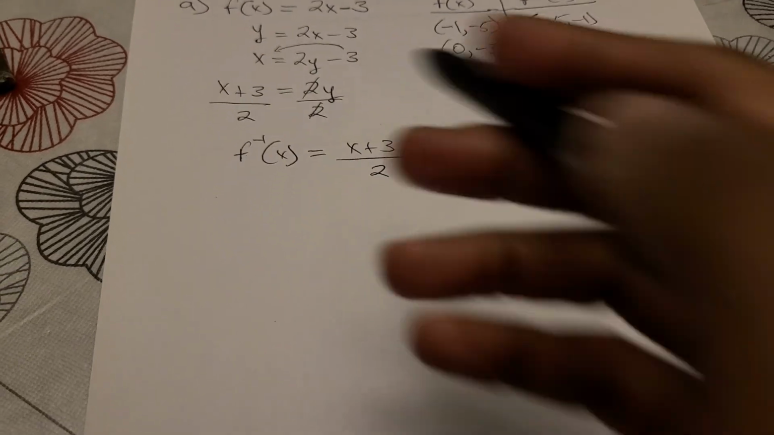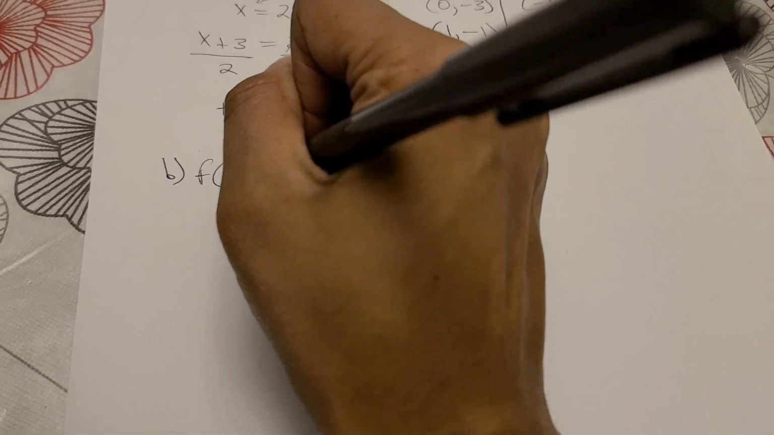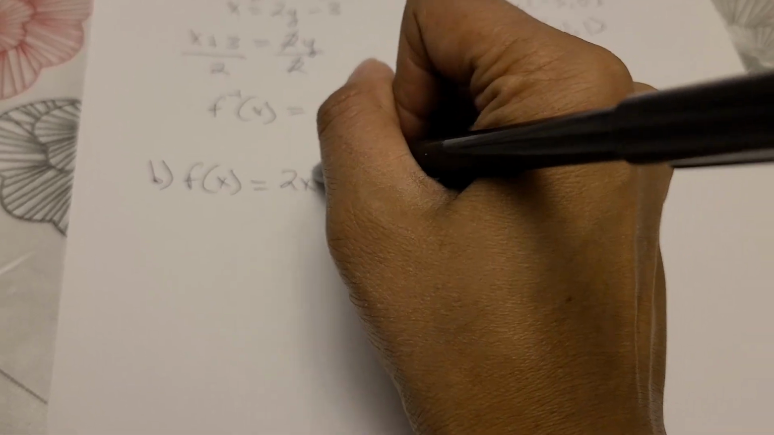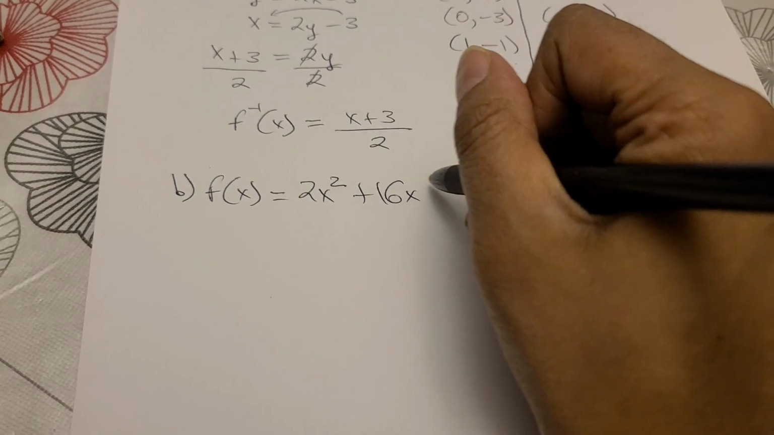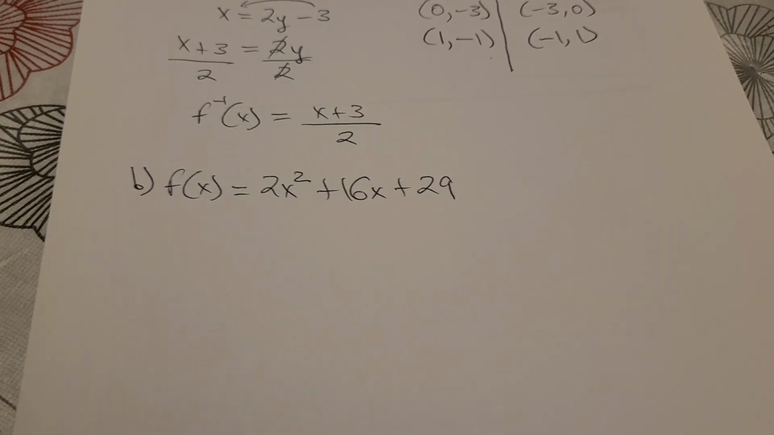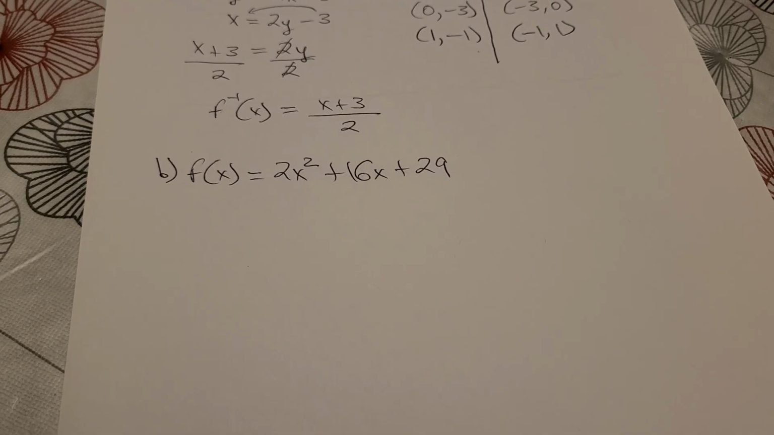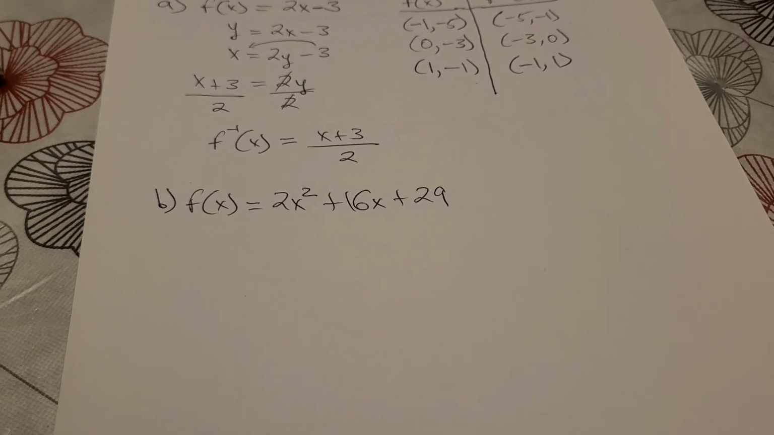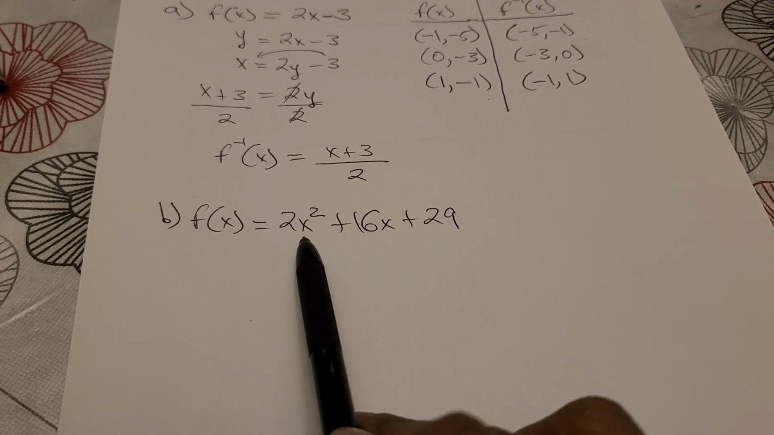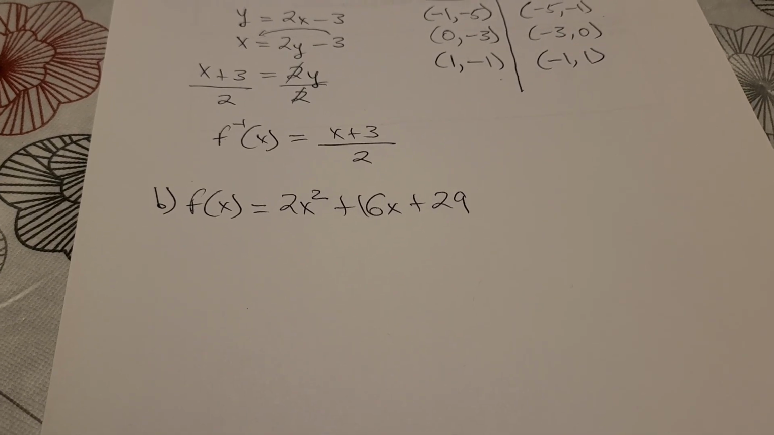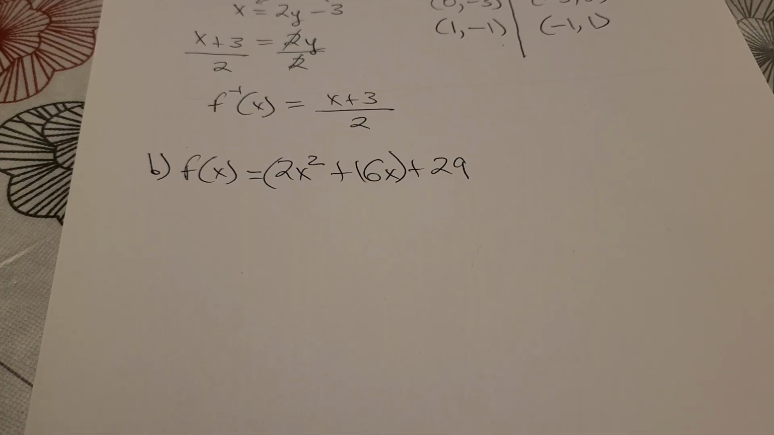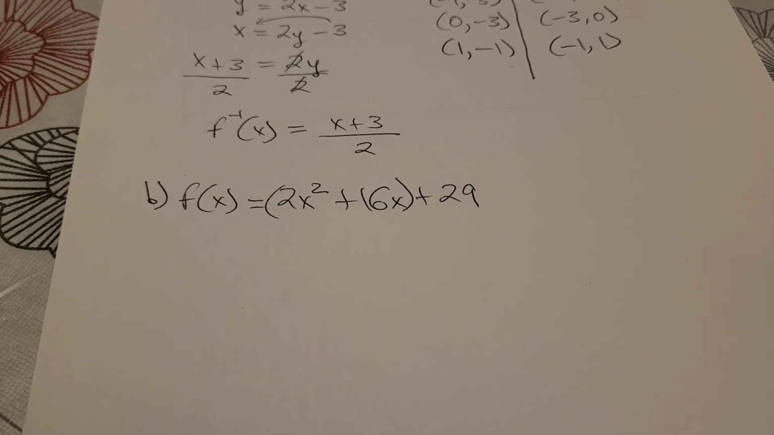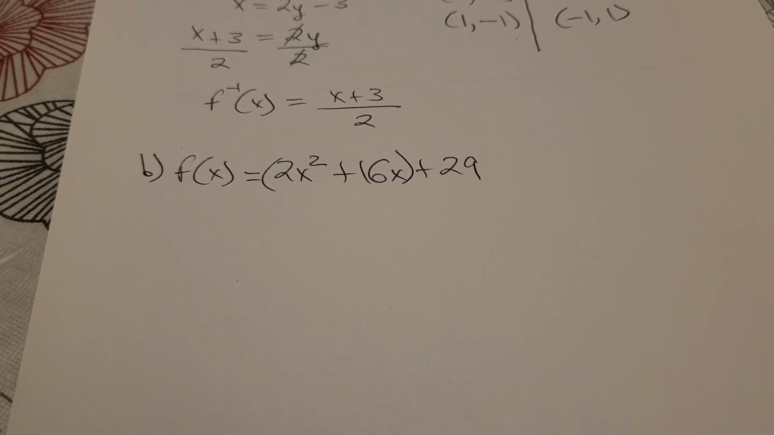And maybe I'll just write it right here. B says f of x equals 2x squared plus 16x plus 29. So again, we're not going to graph this out because the question just says to solve it algebraically. However, as soon as I see an x squared like this, I know that this is a quadratic function. And when you're finding the inverse of the quadratic function, what I want to do is complete the square.